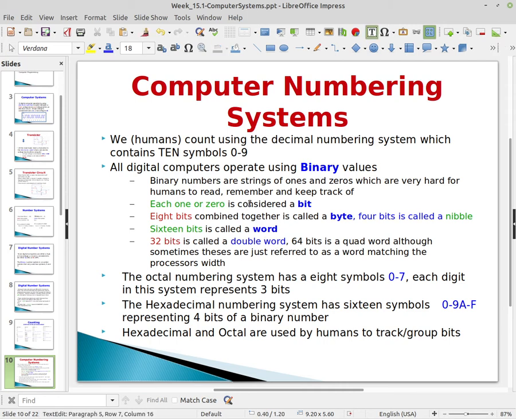So when we look at these, 1 bit is a 1 or a 0 inside of the computer. And so each single 1 or 0 is considered a bit. But we string those together. So when we put them into memory to store these values, to remember them for later, we string them together in groups of 8 bits. And so 8 bits is referred to as a byte.